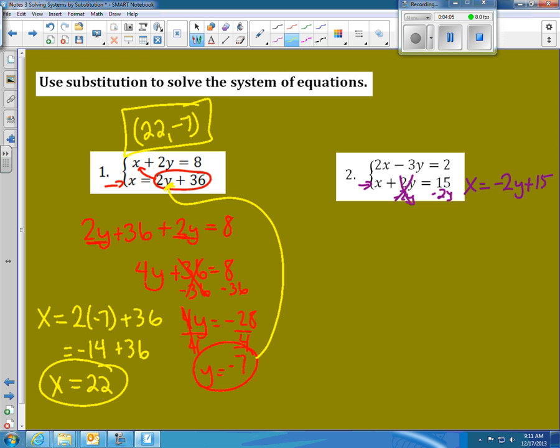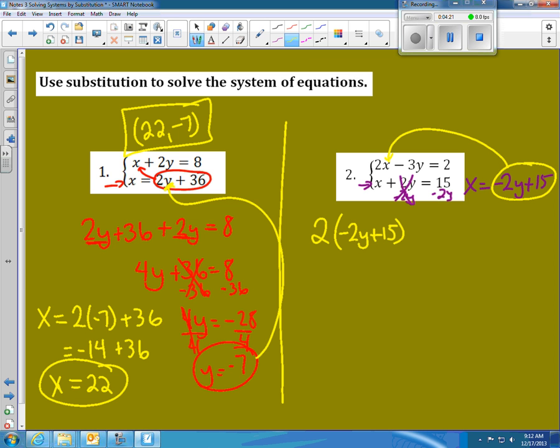All right. So now this is going to replace the x. But just the x, not the 2 and the x, but just the x. So we still have our 2. And then we're going to put parentheses, and we're substituting in our -2y plus 15, and our -3y equals 2. All right, I see some parentheses, so that's an indication that I need to distribute. So we get -4y plus 30, and we still have our -3y equals 2.